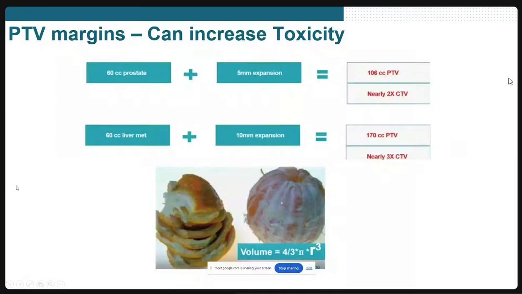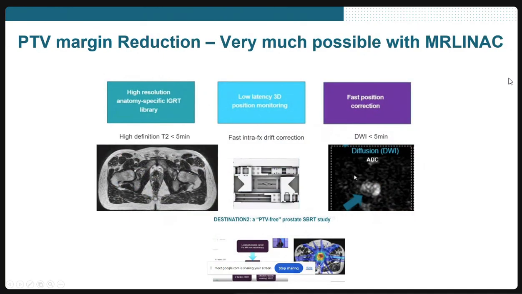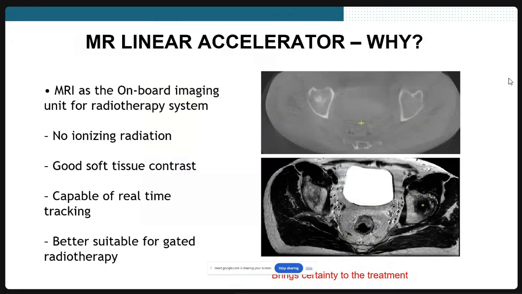And if you look at the 10 mm expansion, it's going to be 120 cc. It's going to be a really huge one. So any reduction in the margin can definitely reduce the toxicity, and also gives the advantage for the patient of a better quality of life. So in that process, MRI can be a way forward because you are able to see it so well. The advantage of having a very high resolution image, very low latency, and if you have some biological imaging, why not? That's a way to go forward because we can really do a very good treatment in that process.